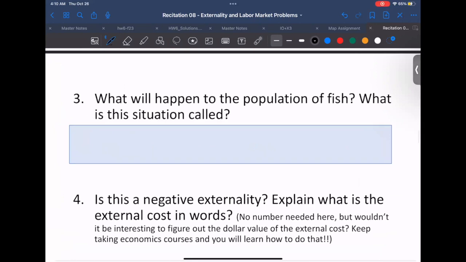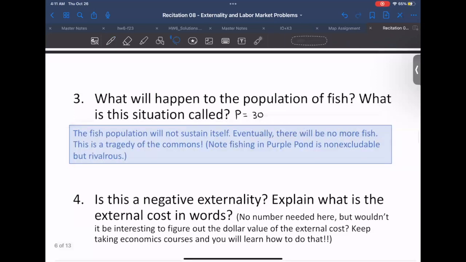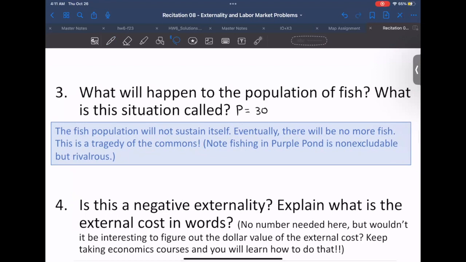The next part of the question asks, what will happen to the population of fish? What is this situation called? Now, the population of fish when price is equal to $30 per pound of fish. So sadly, as we sort of explained, the fish population will not sustain itself. Eventually, Ben and Jerry are going to keep fishing until there are no more fish. And this is a perfect example of the tragedy of the commons problem.